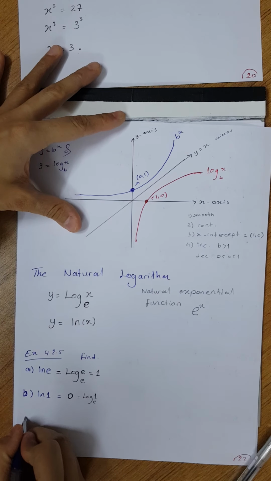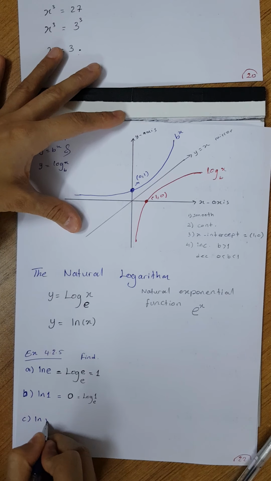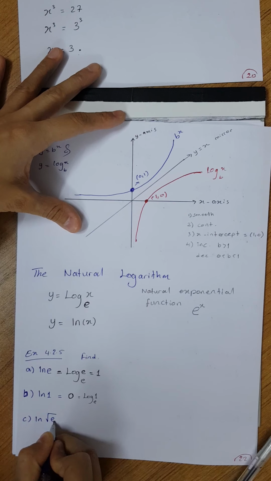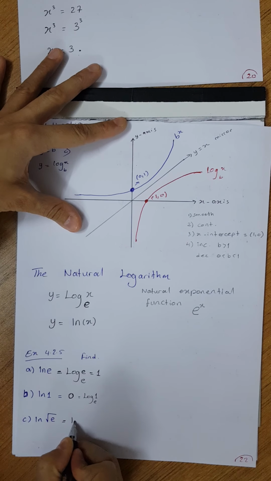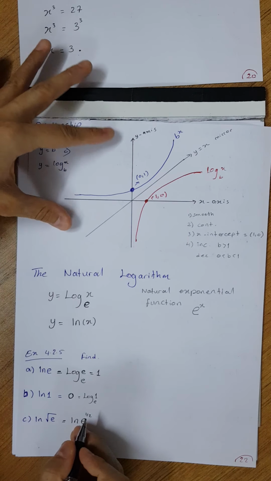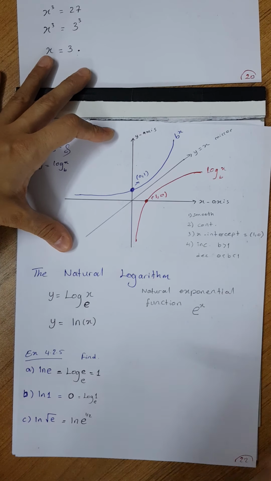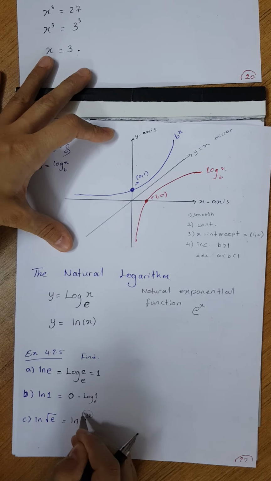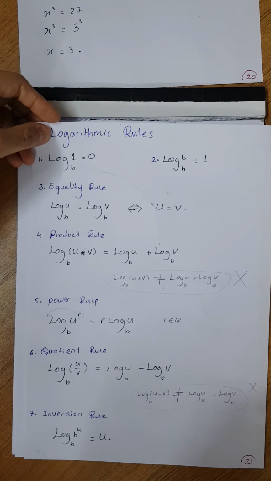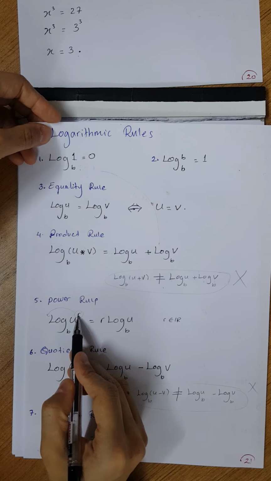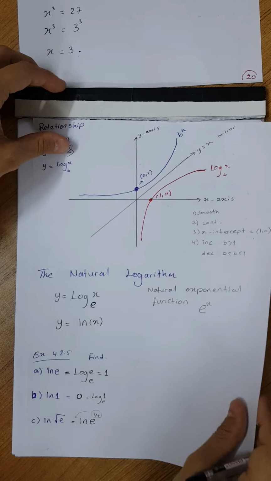Part C, I have got ln of square root of e. I know that there's a relation between ln and e, but I have got a square root here, so I have got to get rid of that square root. So that one is equal to ln of e to the power of 1 over 2, okay? I will change the square root into e to the power of 1 over 2. And I know that in logarithms, if I have got a power, it comes in front of the logarithm, okay? Here we have got the power rule. If I have got the logarithm of u to the power of r, that r comes in front of the logarithm.